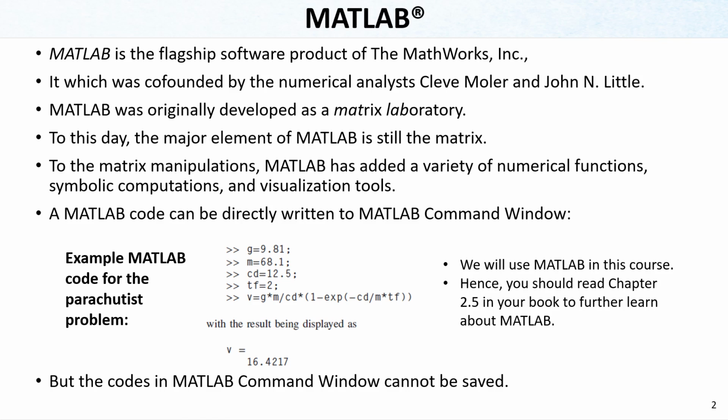We have the Matlab command window at the bottom of the Matlab software window, and you can simply type in all the codes over there. For example, for the parachutist problem, you can write down the g, m, cd, and tf values, and then you can write the Euler formulation, as you can see here, very simple. With these 5 rows, you can simply calculate the velocity. Here the velocity is calculated for tf equals 2. You can simply change this from 2 to 4, 6, 8, and you can have different v values. So this is very simple.